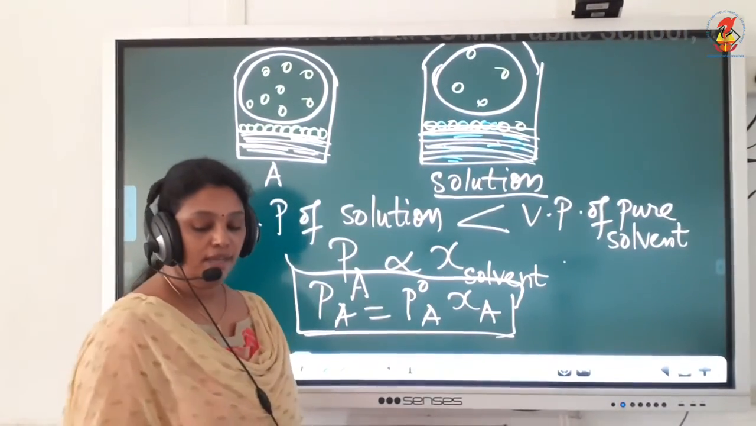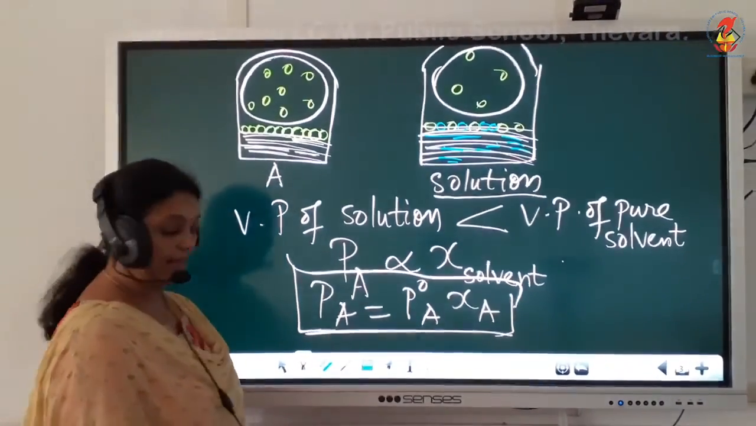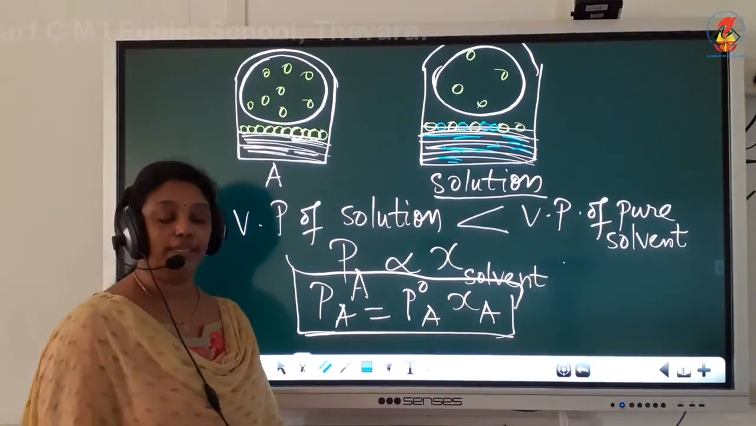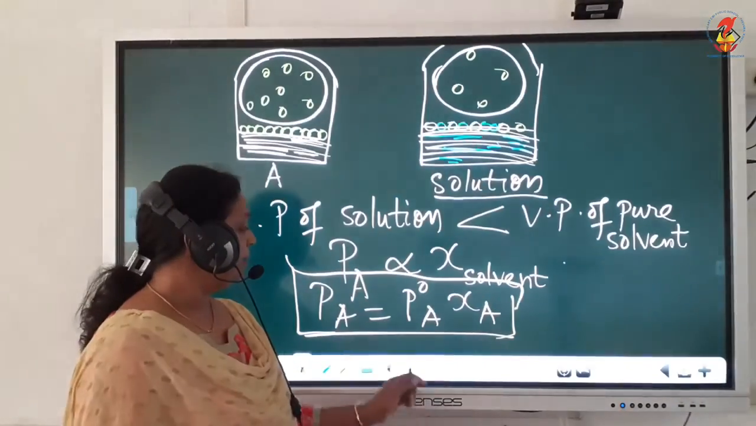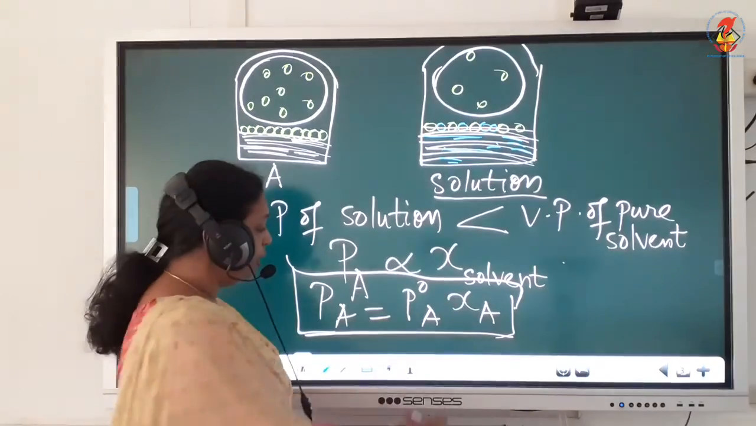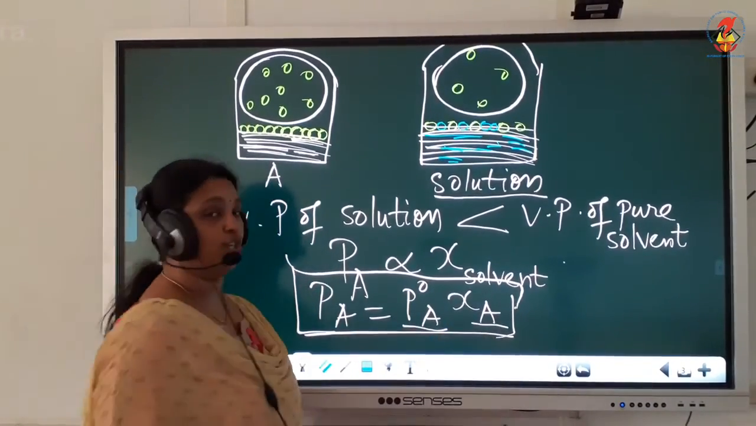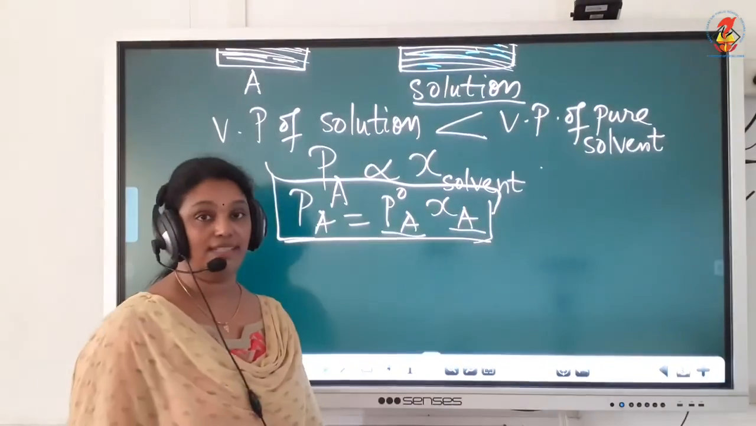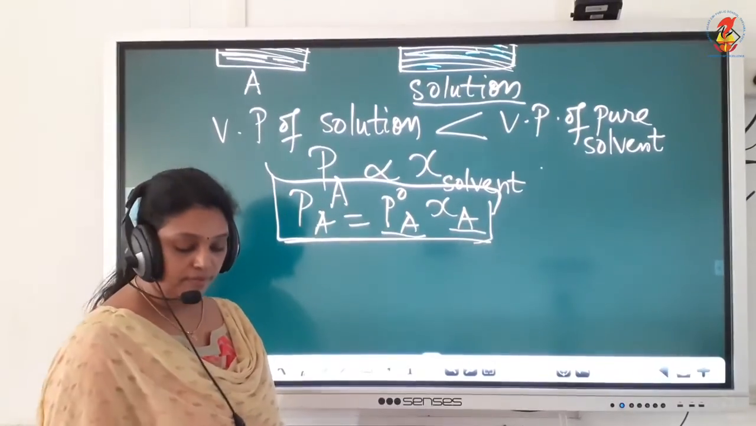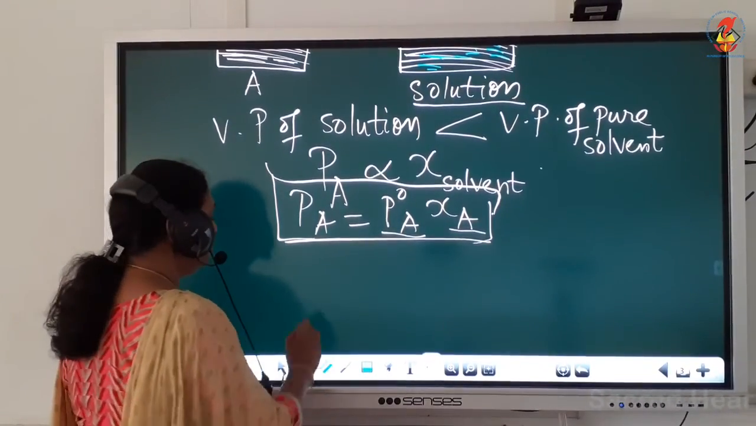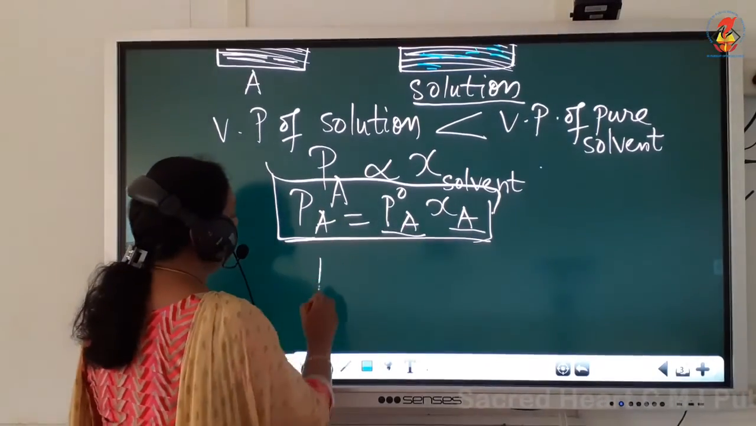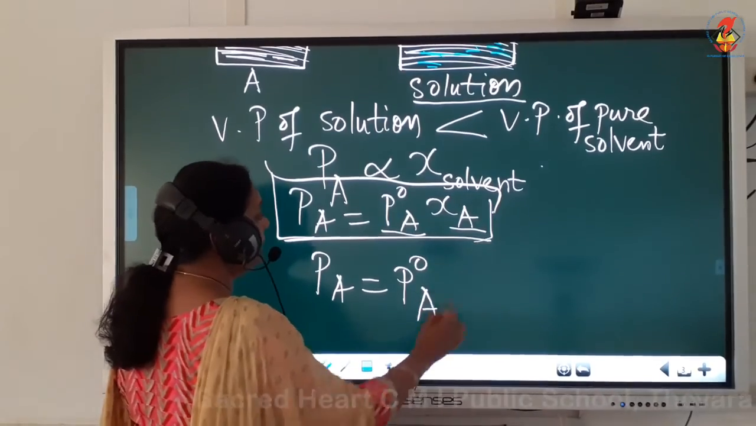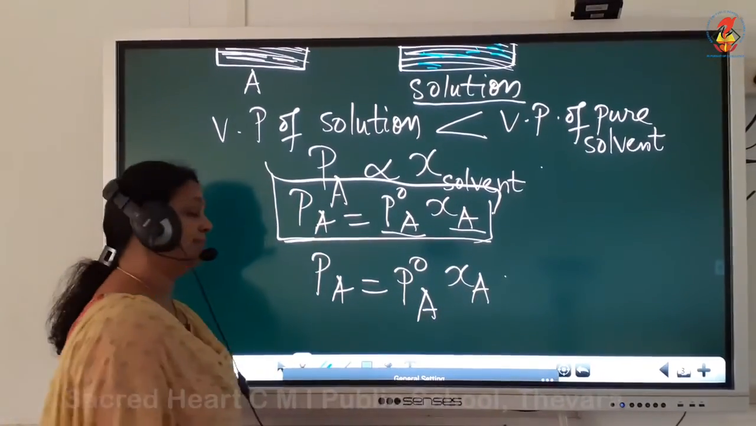Now the statement is this: Raoult's law for non-volatile solute can be stated as the vapor pressure of a solution containing non-volatile solute is equal to the product of vapor pressure of pure solvent and its mole fraction. So that is the statement of Raoult's law for a non-volatile solute. The vapor pressure of a solution containing non-volatile solute, that is PA, is equal to the product of vapor pressure of pure component A and its mole fraction XA.